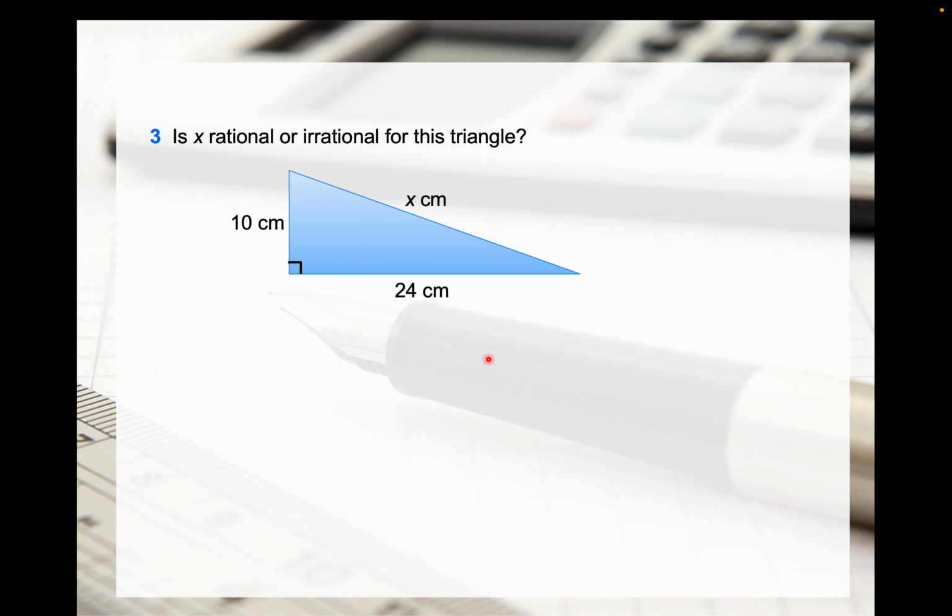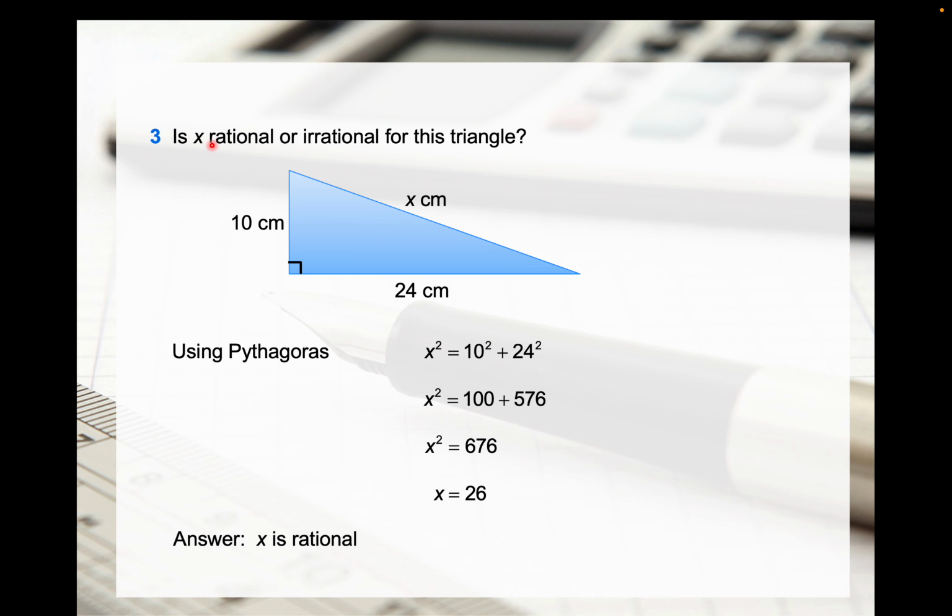So let's solve a few exercises. It says, if x is irrational for this triangle, is x rational or irrational? To find out, we're going to use Pythagorean theorem, where x squared, the square of the hypotenuse, equals the sum of the squares of the legs. So x squared equals 100 plus 576, and then x squared equals 676. We take the square root, and x equals 26. So 26 is a rational number, as you can show it as 26 out of 1. That means x is rational.